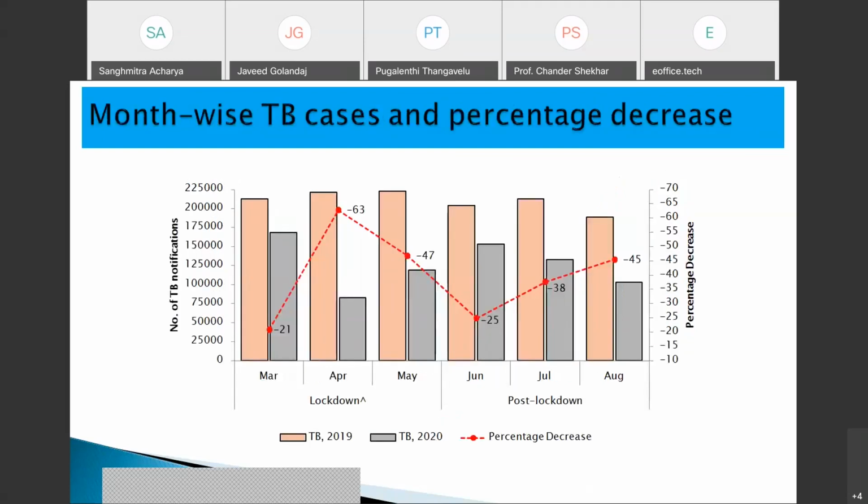This is the percentage decrease by all months by lockdown and post-lockdown. We can see that in the month of March, 21% fewer cases were reported in 2020 compared to 2019. This decrease was higher in the month of April, which is a 33% decrease. Some improvements were observed in May and June. But the more worrying aspect is that from July and August, we observed that some more decrease was reported.